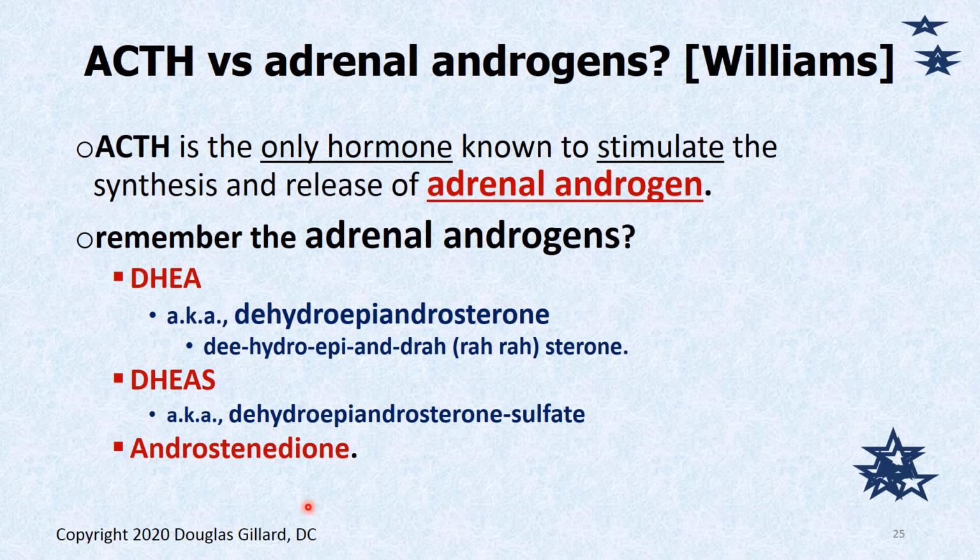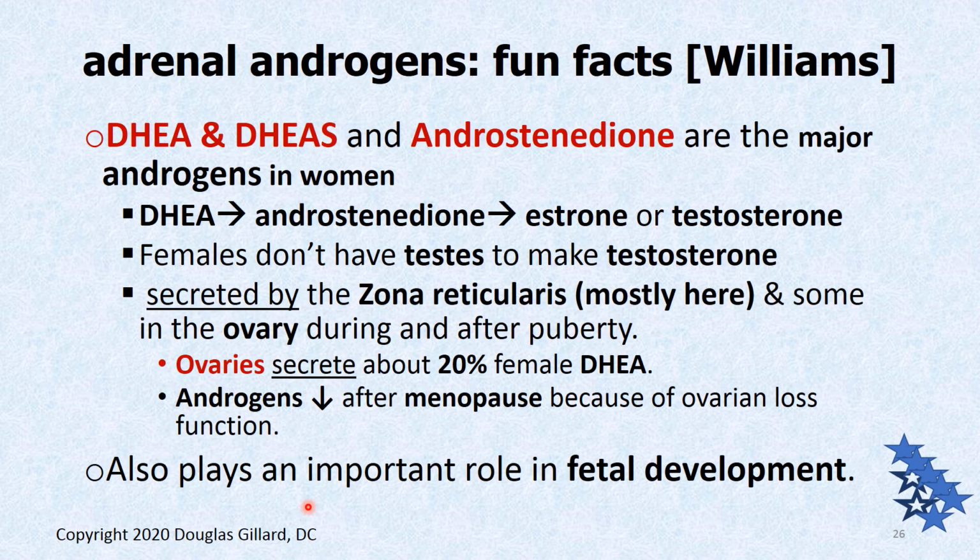What about the adrenal androgens? We know ACTH binds to the zona reticularis and stimulates reticular cells to release them. Here are the adrenal androgens: DHEA, DHEAS, and androstenedione. I've always learned it one way, but I think the pronunciation most people use is different. In people with excess overproduction of ACTH, they also have increased levels of the adrenal androgens.